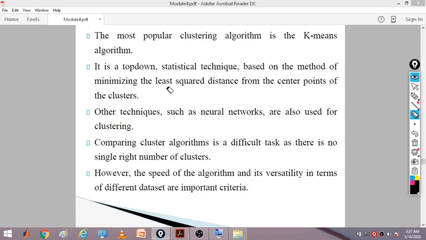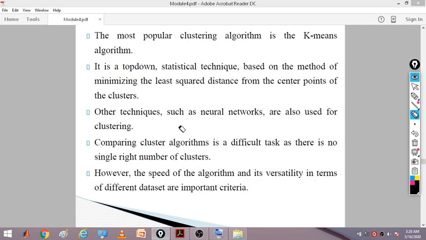When you want to classify a new instance or object into a cluster, you measure the distance from that object to the center, and the same is done for the other clusters. Wherever it is minimum, the new object is classified into that cluster. Other techniques such as neural networks can also be used to develop clusters.